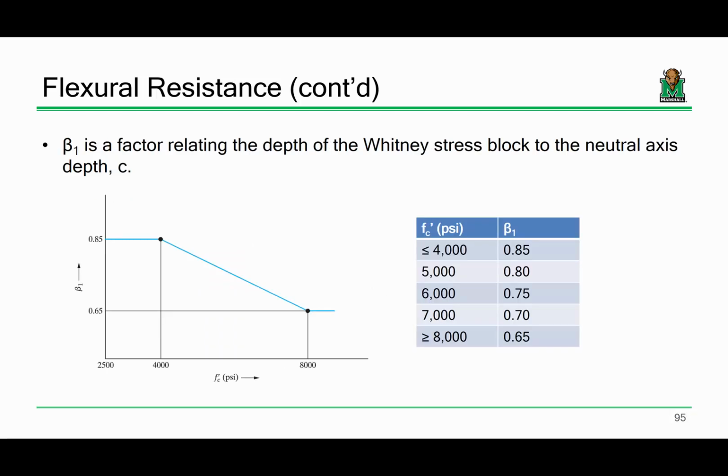That's a great question. The question was, what if it's in between? The answer is yes, you would just interpolate. So this image over here on the left is sort of a graph of what you see here. Anywhere between 4 KSI and 8 KSI, it's linear. So if you had like 4,500, your beta 1 would be 0.825. But remember, the stress in that stress block is always 0.85 FC prime. That is constant. Everybody okay with that?